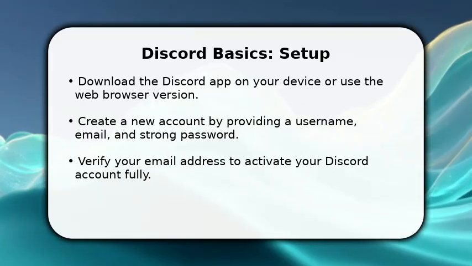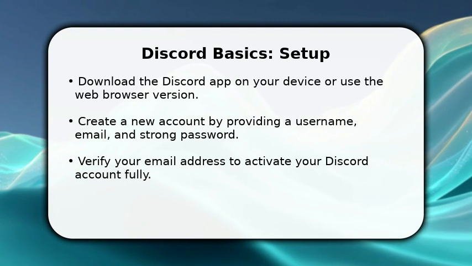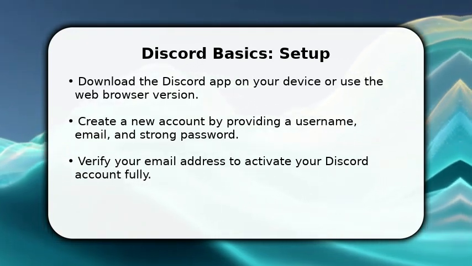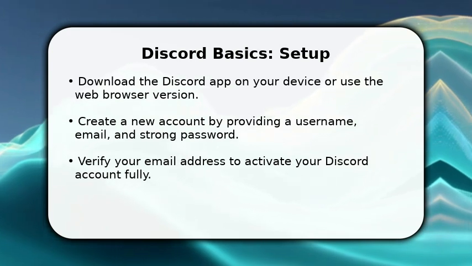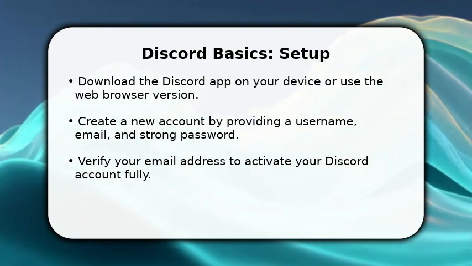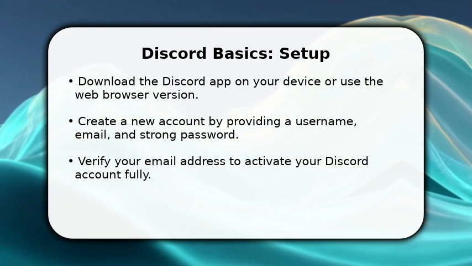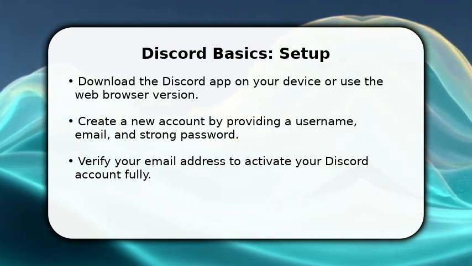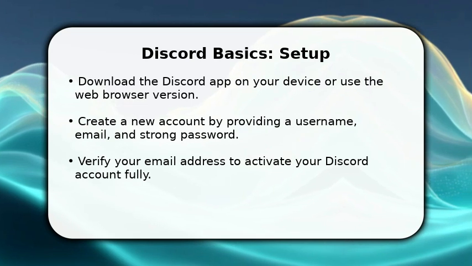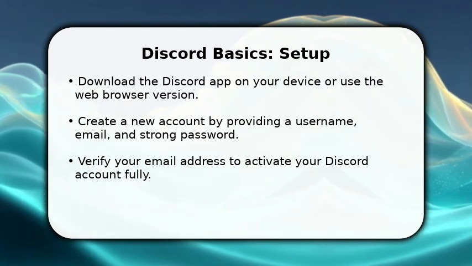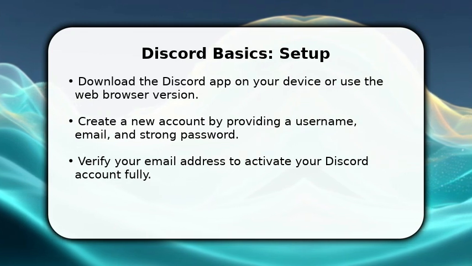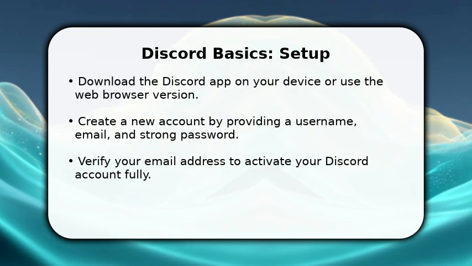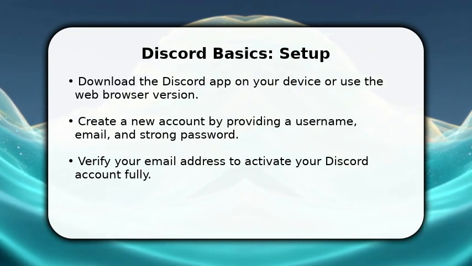In this video, I will explain how to use Discord for beginners. First, download the Discord application to your computer or mobile device, or simply access it through your web browser. Next, you will create your account by choosing a unique username, entering your email, and setting a secure password. Remember to verify your email address to unlock all of Discord's features and ensure your account is fully active. This initial setup is quick and easy, getting you ready to connect.